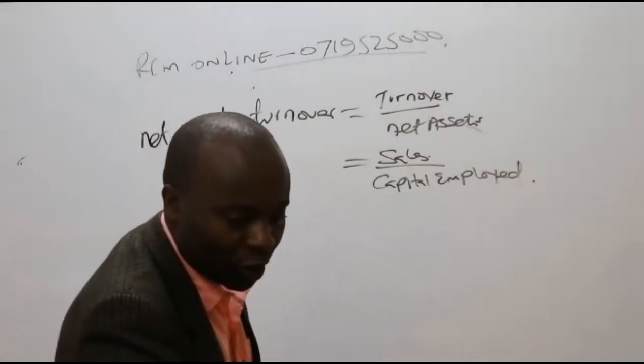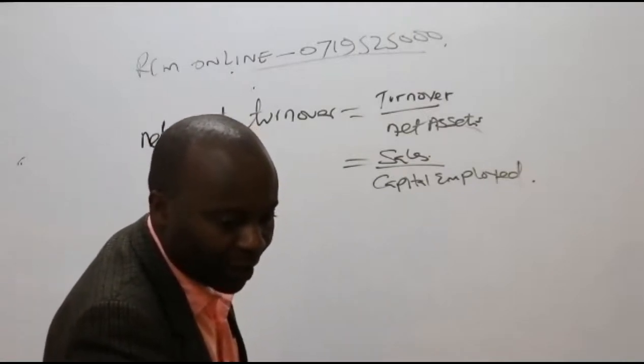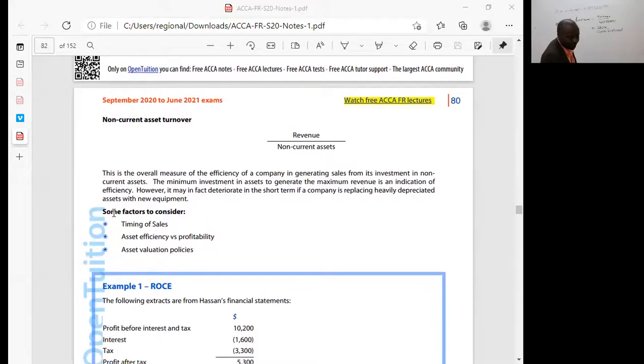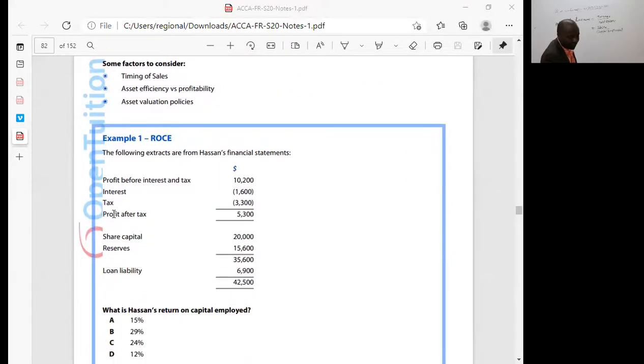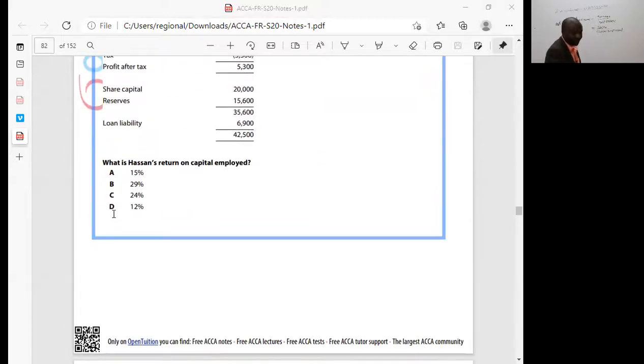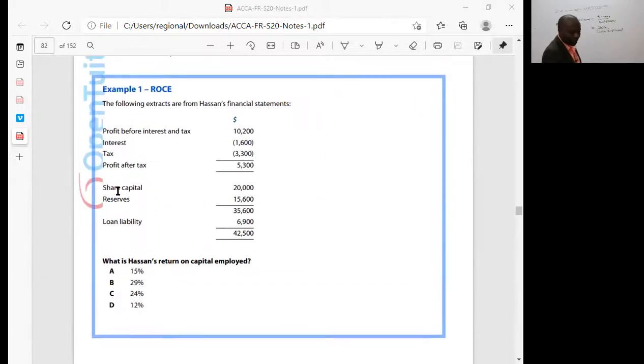So let's look at an example. How do these things apply? If you're given this kind of question, you can see we have profit before interest and tax of 10,200. We have interest, tax, and profit after tax. Then we have share capital, reserves, and loan liability. So they want us to give them Hassan's return on capital employed.